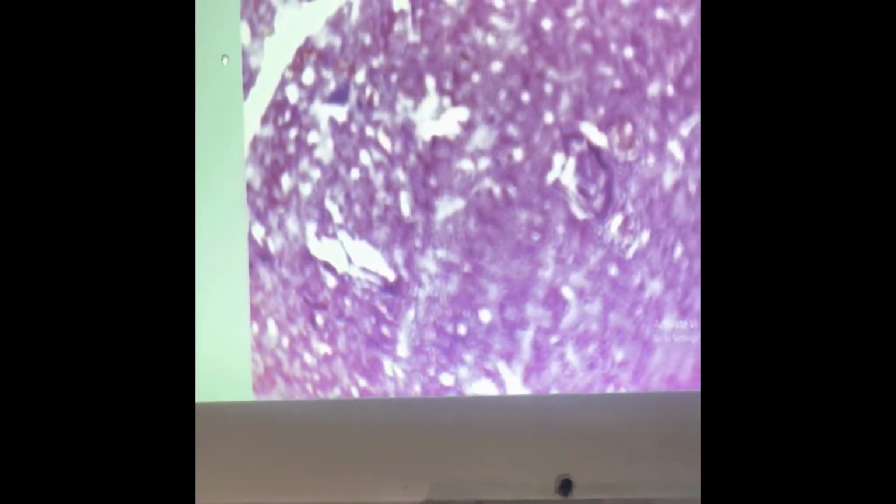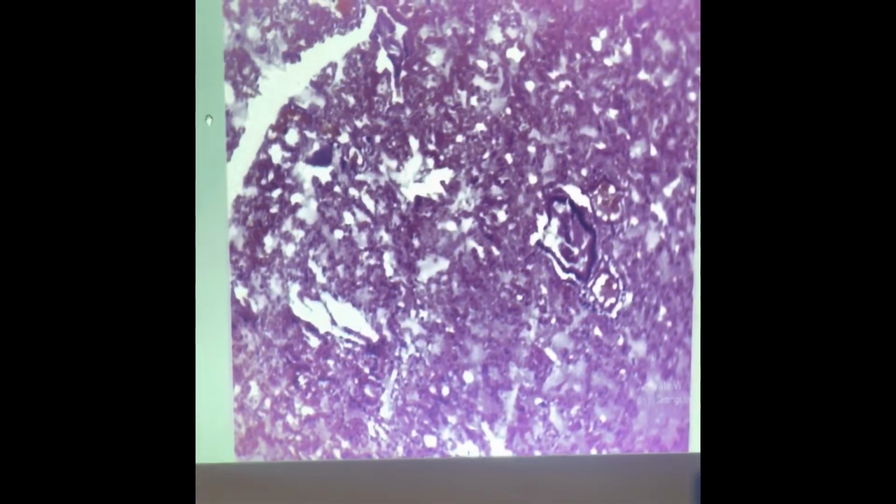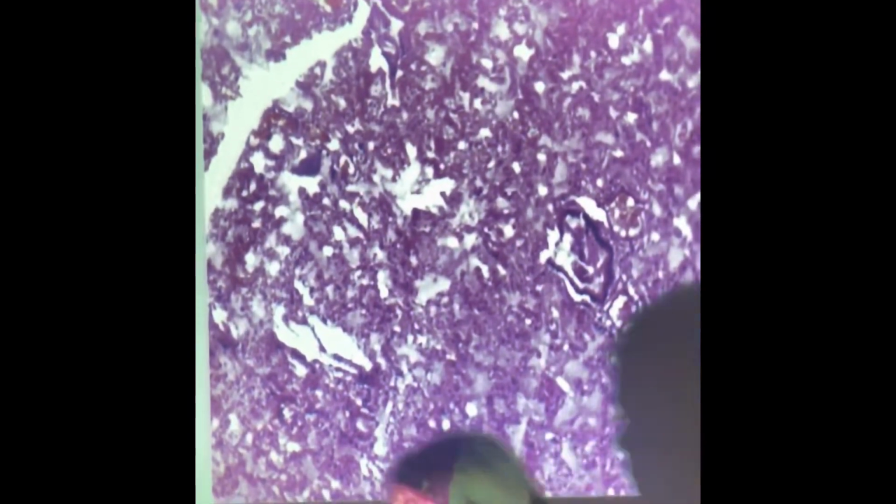First of all, you should recognize the section. Each structure or each organ has a functional unit. What do we mean by the functional unit? It means the main unit of which that organ is composed.